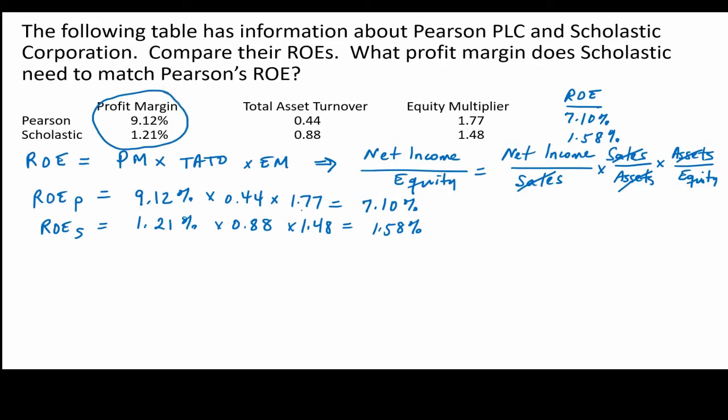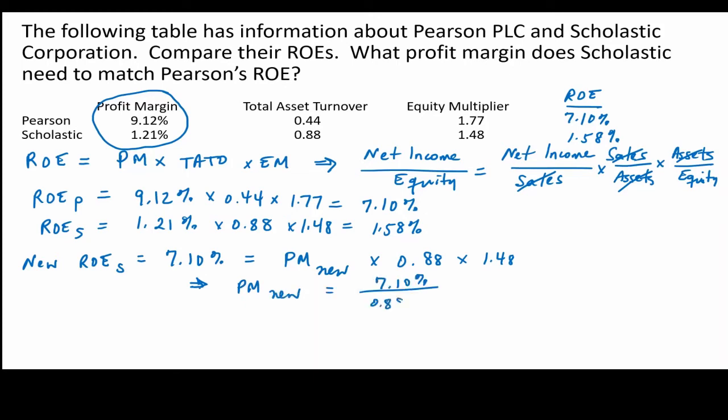Holding the total asset turnover and equity multiplier constant, we want to find out what new profit margin Scholastic would need to have a ROE of 7.10%. So let's set up this equation for a new ROE of 7.10%, solving for a new profit margin, holding the total asset turnover and equity multiplier constant. Rearranging this will give us a new profit margin of 5.45%.